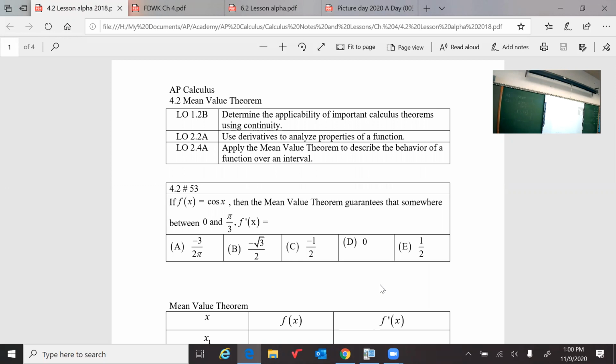And the question says, y equals the cosine of x. Right, so the cosine of x looks like this. Okay? So y equals the cosine of x. The mean value theorem guarantees is somewhere between 0 and pi over 3. Cosine 0. What's the cosine of 0?